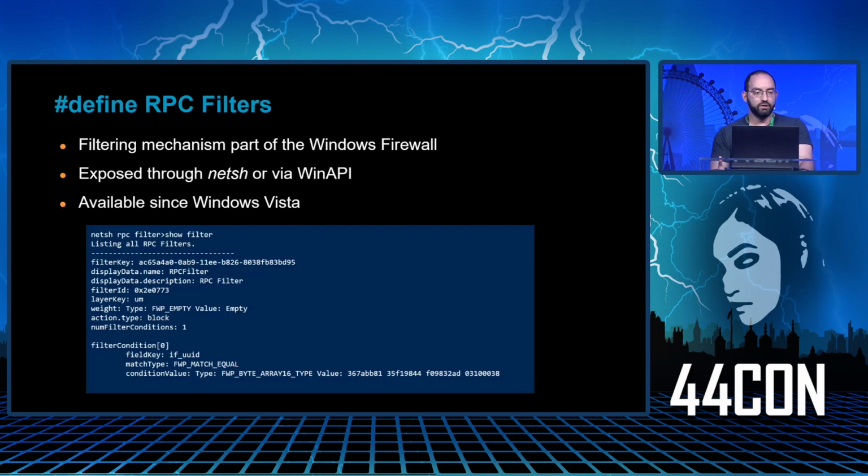For that, we will be using the RPC filters. The RPC filter is part of the Windows firewall. It's built into every Windows machine, and it is exposed via either NetSH or the Windows API. And here on the screen, we can see me interacting with the RPC filters and creating a filter with it.